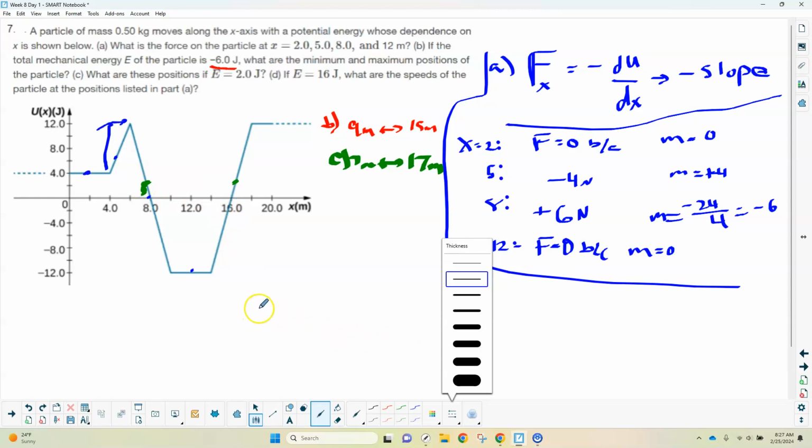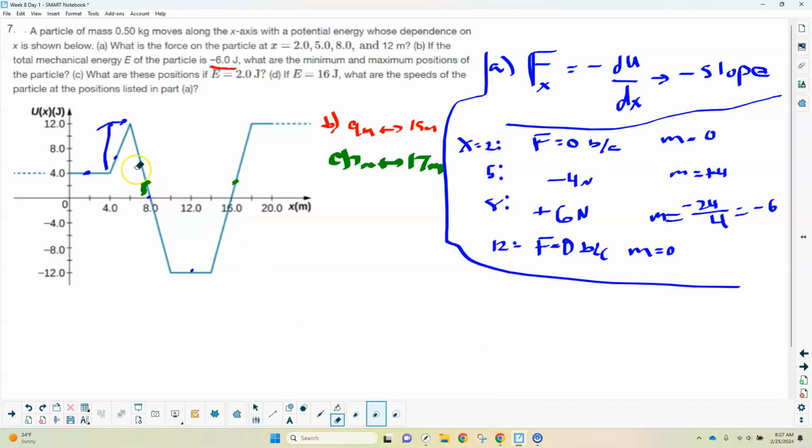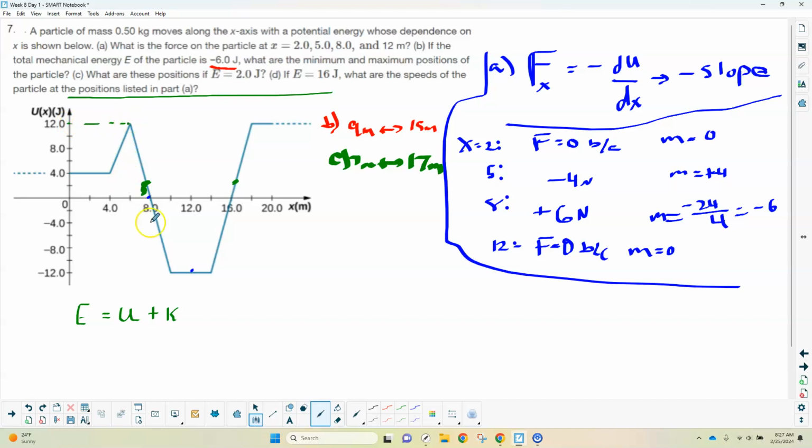For the last part, it says if E is equal to 16, what are the speeds of the particle at those positions that we described in part A? Let's look at where 16 is. 16 is way up here, so it can go everywhere. We just need to know that the total energy is 16, and the total energy is the potential plus the kinetic. At all those positions it has to have some kinetic energy to get up to 16, because the maximum value here is 12.